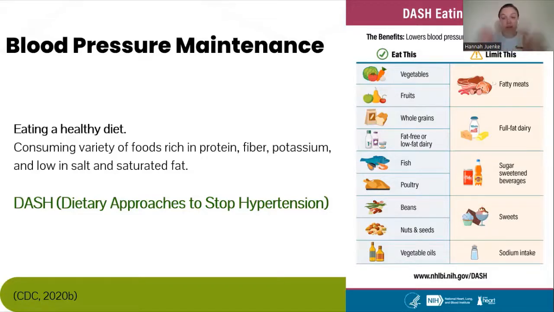So on the right-hand side, we have this picture here, and it's just things to limit. And I say limit for sure, because just quitting cold turkey is not necessarily a good idea, because it's going to be really hard to maintain, and we all like to indulge every once in a while. That's just part of life, right? So if we can just limit, everything in moderation is key. So limiting our fatty meats, our full-fat dairies, sugar-sweetened beverages, sweets, and our sodium intake, okay? That's kind of what this DASH diet looks like.